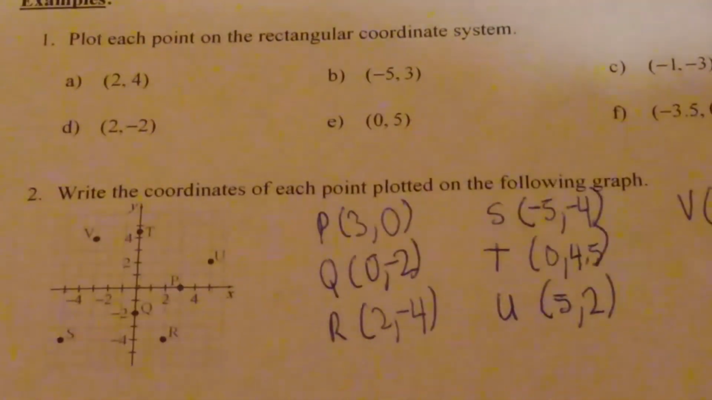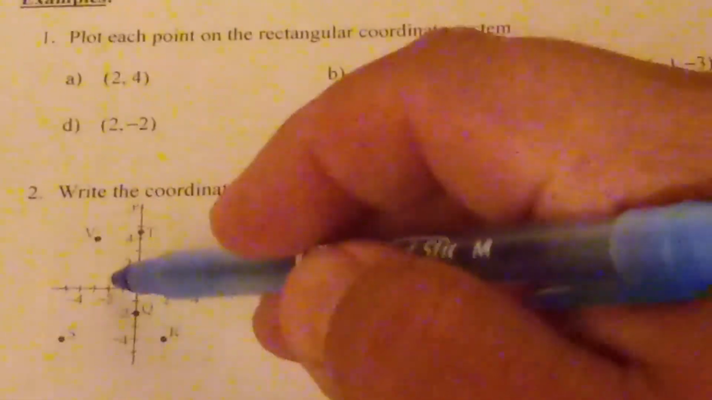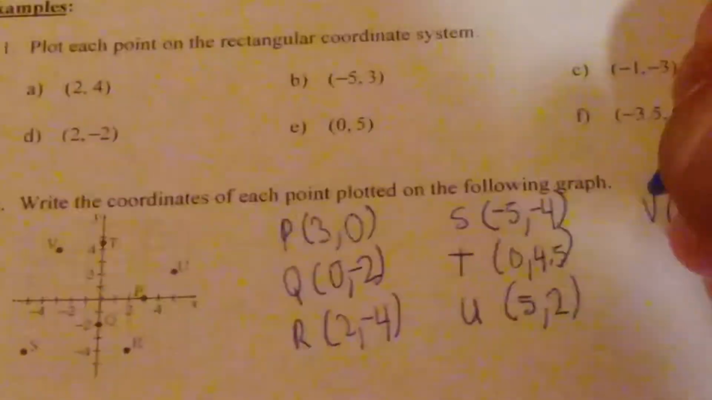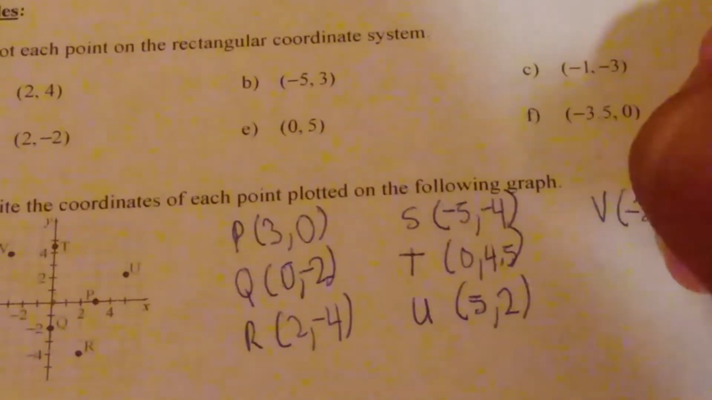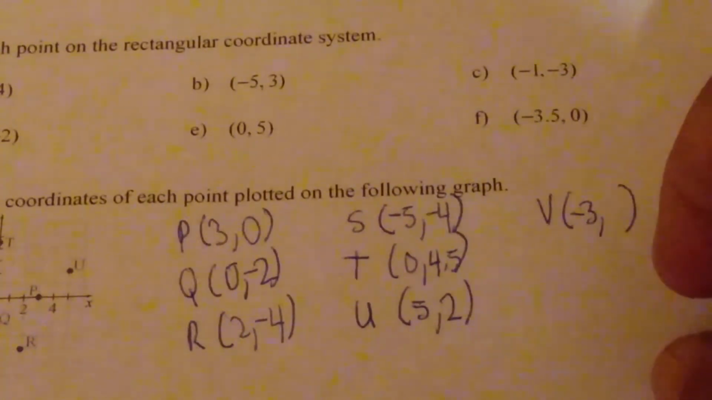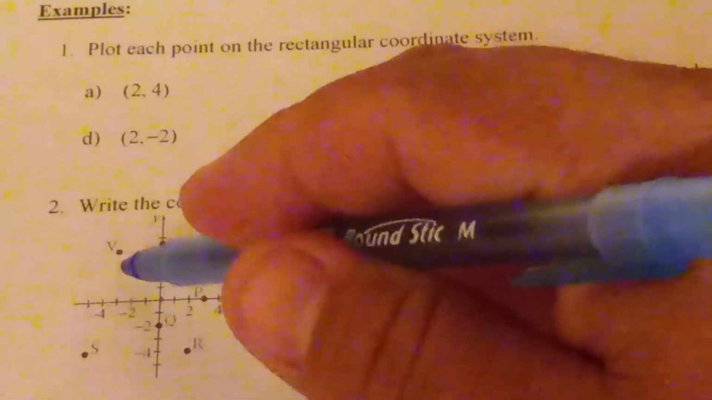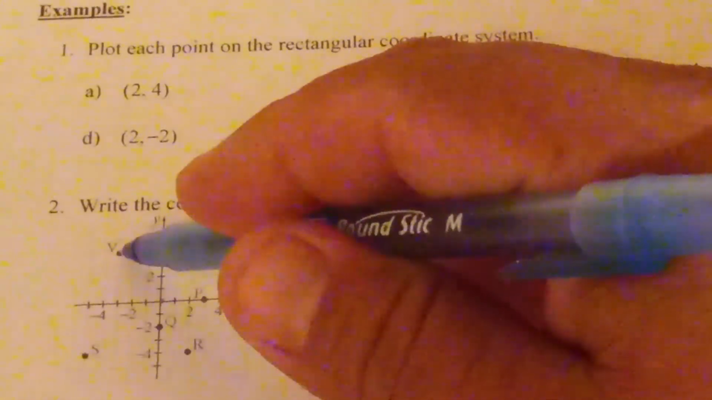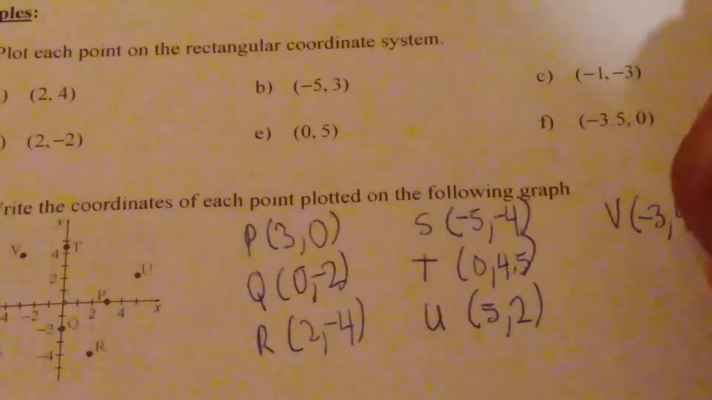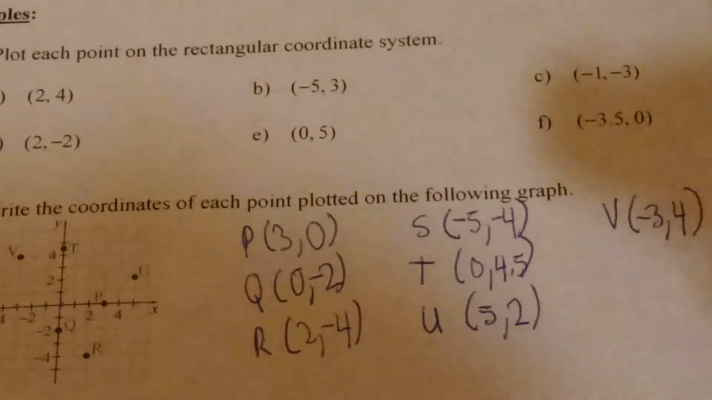And finally, your letter V. Your letter V, you have to travel 1, 2, 3. So it's -3 to the left. So your X value will be -3. And now we're going to go ahead and take a look at what your Y value will be. So it's going to go 1, 2, 3, 4. So your value is +4. So once again, in this case, your V will be at -3 and 4.